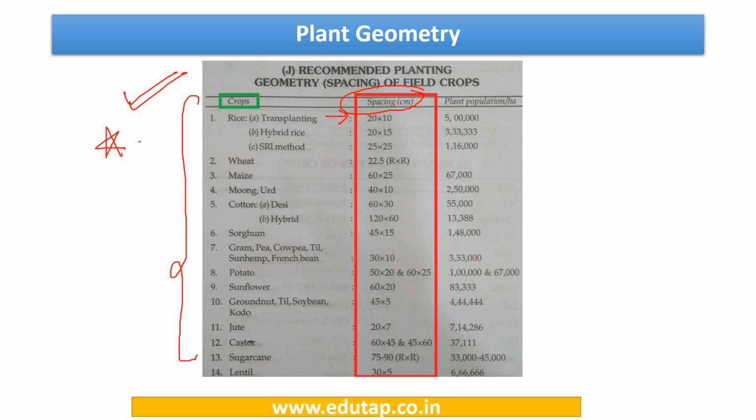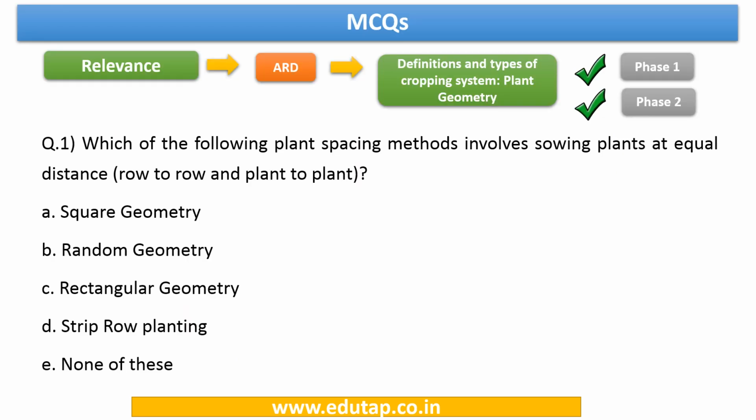Now here if you see in the case of wheat, as I told you, we were discussing solid row arrangement, right? So here R to R is only given. That is only row to row spacing. So don't get confused with this. So with this, we have completed the discussion.